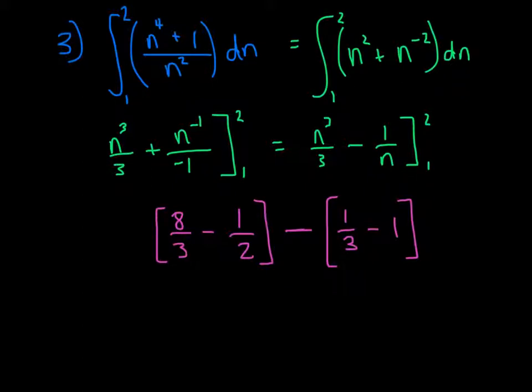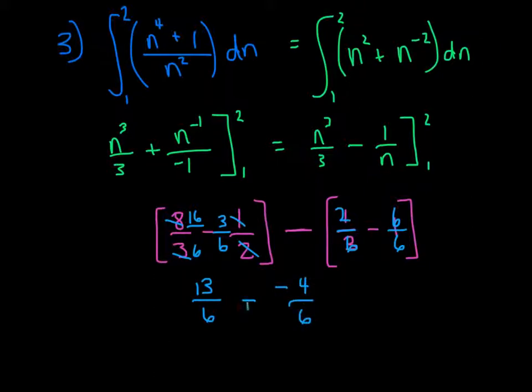So 8 thirds minus 1/2. Again, I need a common denominator. So I'm going to go ahead and get a common denominator of 6, which would make this, let's see here, 16/6 instead of 8 thirds. And here that would make this 3/6. Okay, so now I can subtract those and I would get 13 over 6 minus, all right, 1/3 minus 1. If I go ahead and try and get that same common denominator of 6, that might be helpful. So this would be 6 over 6 and this would be 2 over 6. So if I subtract those, I get a negative 4/6. And so obviously that's going to be adding, and I end up with 17/6 as my answer.